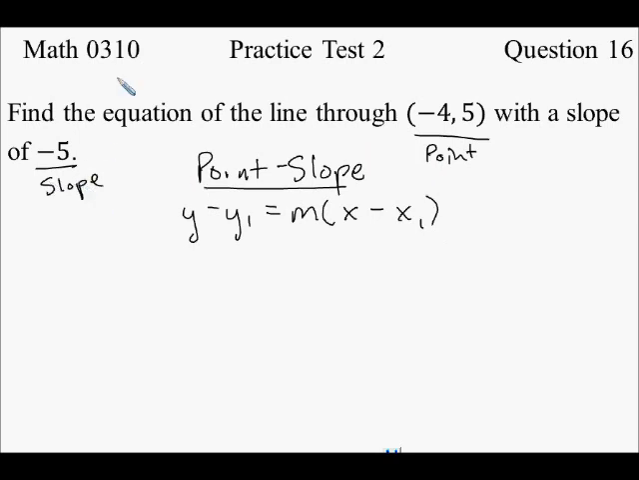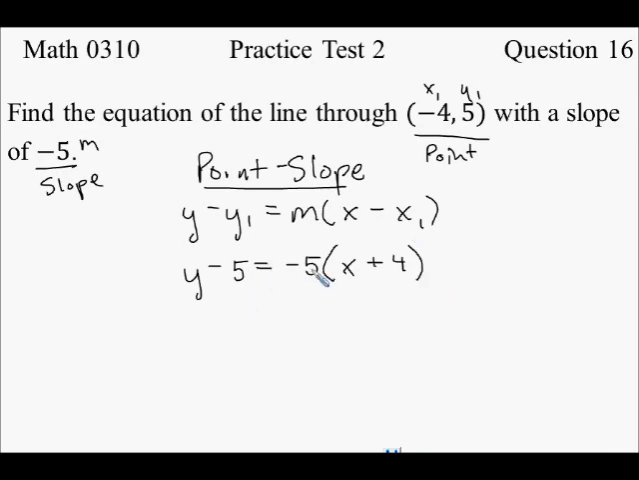Alright, so let's go ahead and identify all of our information we have here. This is our first and only point they give us, so this is the x-coordinate of the first point, and this is the y-coordinate of the first point, so those are x1 and y1. And our slope, we always abbreviate as m, so our m is negative 5. So we'll go ahead and just plug those values in now. So we have y minus y1, y1 is 5, equals m, slope is negative 5, times the quantity x minus x1. X minus x1, so we'd have minus negative 4, that's going to be the same as plus 4 there.